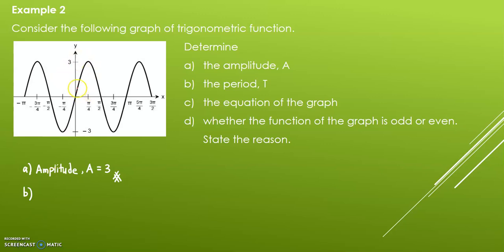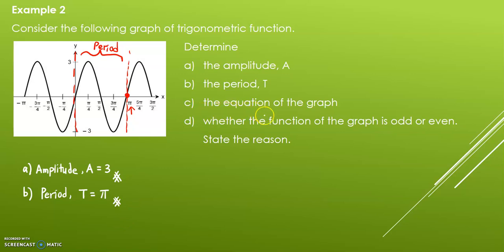As we all know, period is referred to as one complete cycle. Since this is the graph of sine, one complete cycle is actually from here until here. This is referred to as the period. Based on our graph, from 0 until pi. So here is pi, which means the period, or T, is equal to pi. So period refers to one complete cycle.